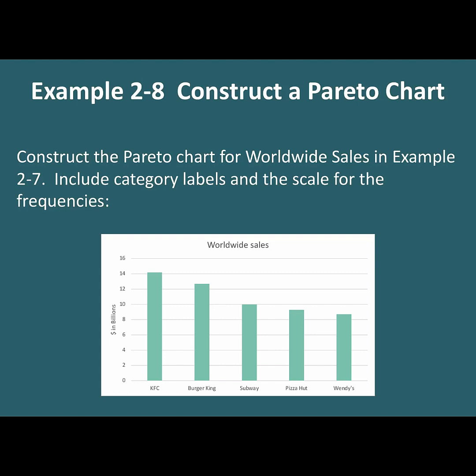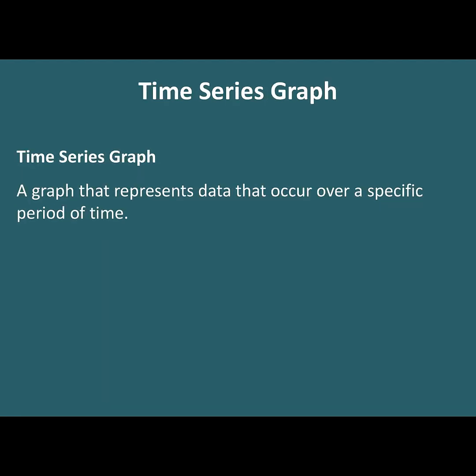Next is a time series graph. And this is a graph that represents data that occurs over a specific period of time.